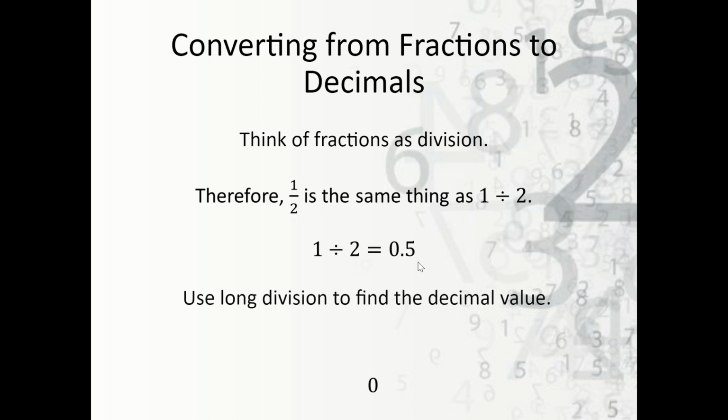We could also use long division to find the decimal value. So we could say 1 divided by 2. I put this as 1.0 because I know that 2 can't go into 1, so I'm going to have to include a decimal point here. Now I say, how many times does 2 go into 10? Well, it goes into it 5 times. So this is 0.5. 2 times 5 is 10. 10 minus 10 is 0, so there's no remainder, so it's just 0.5. So I can use long division, or I can use a calculator to help me as well.